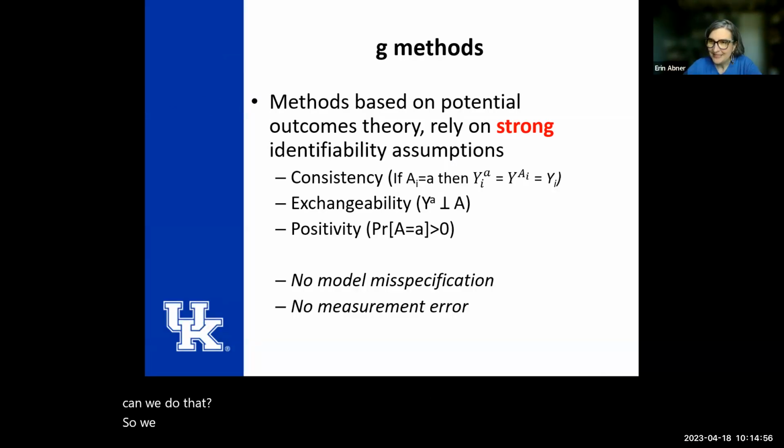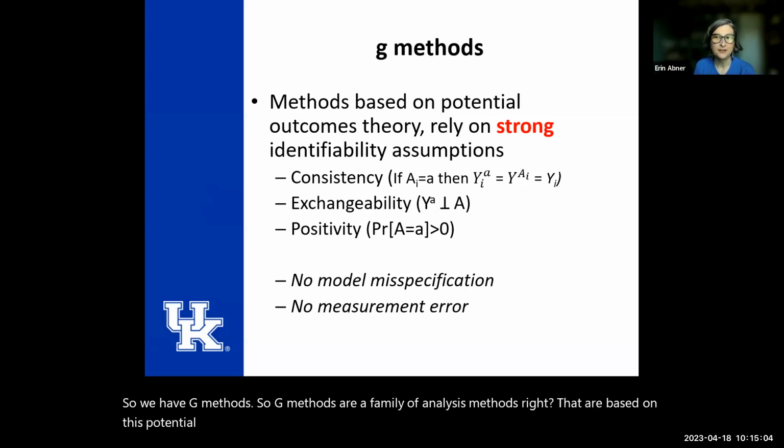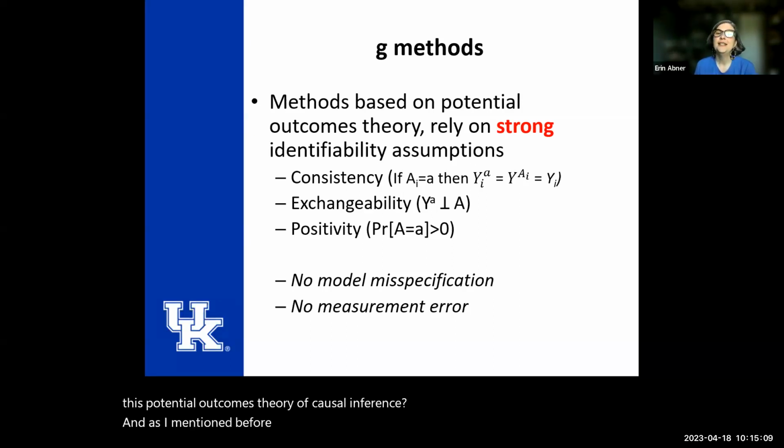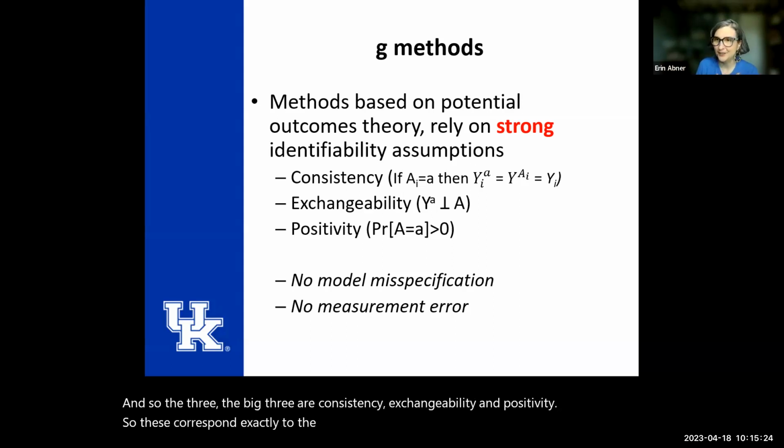So we have G methods. G methods are a family of analysis methods, right, that are based on this potential outcomes theory of causal inference. And as I mentioned before, these rely on very strong identifiability assumptions, right? And so the big three are consistency, exchangeability, and positivity. So these correspond exactly to the 3 elements for the ideal trial that I mentioned on the previous slide.